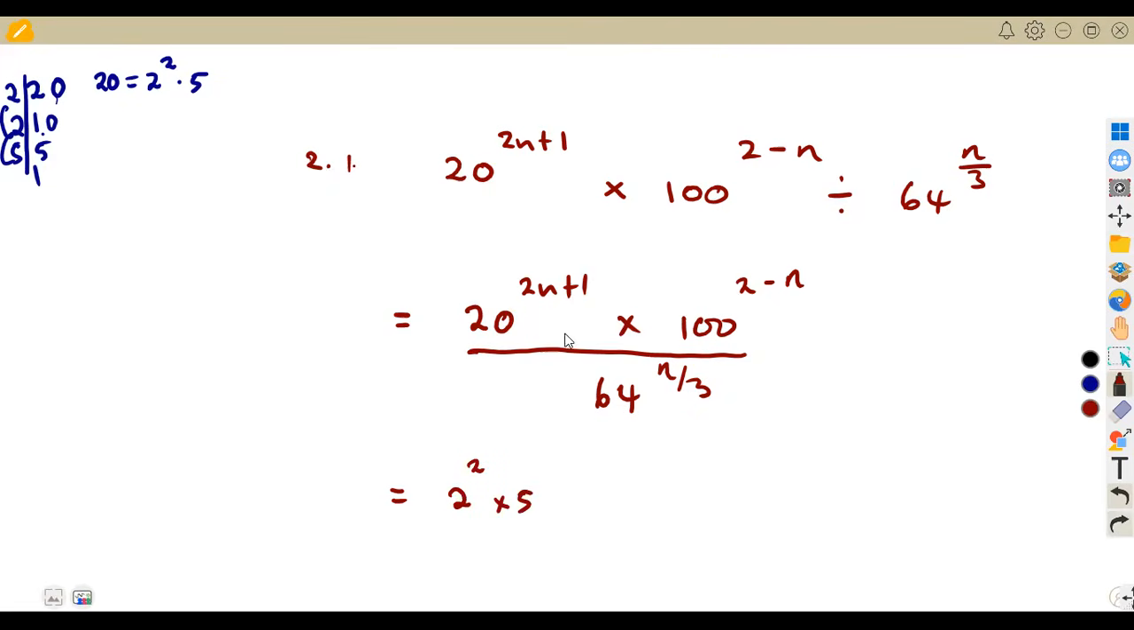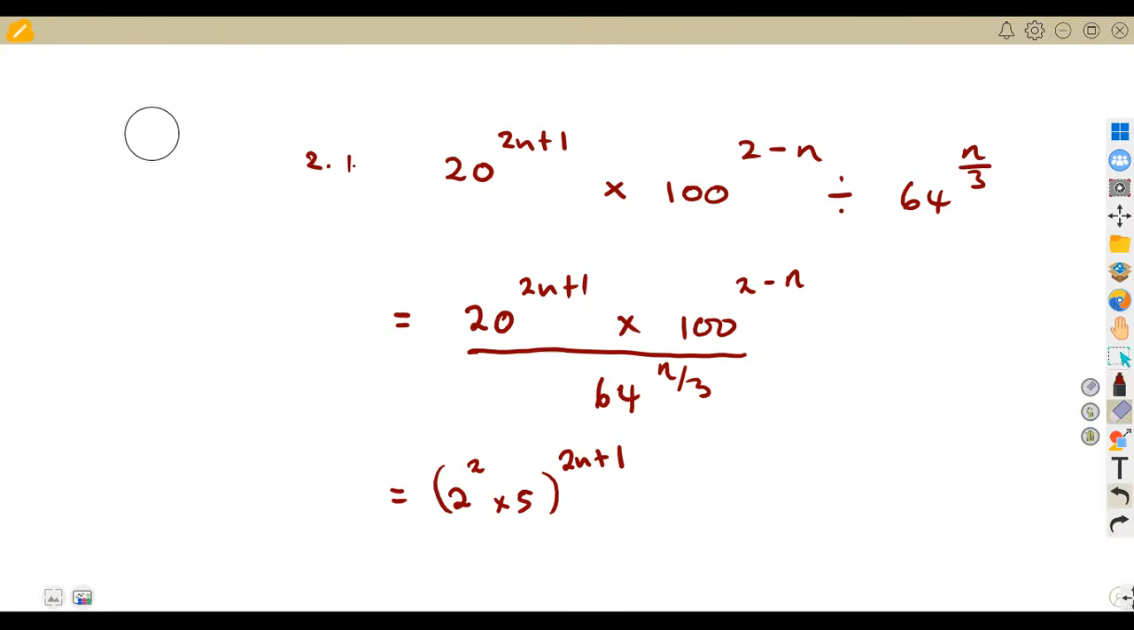But the 20 that we see here is being raised to the exponent of 2n plus 1. So you're not supposed to forget the exponent of 2n plus 1. Okay. What we have done on 20 is the same thing that we are going to do on 100 as a product of its prime factors.